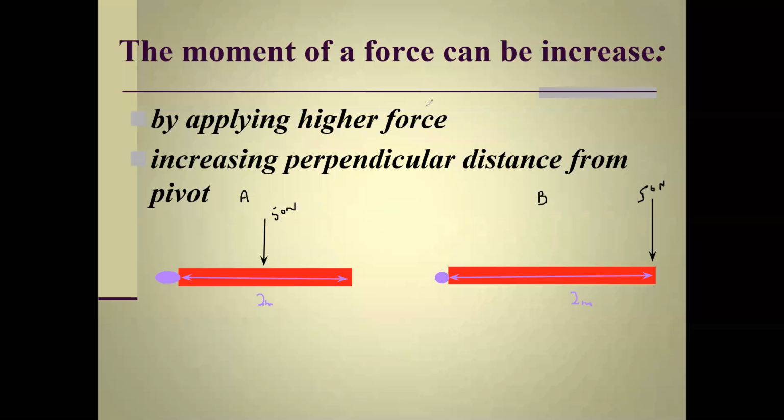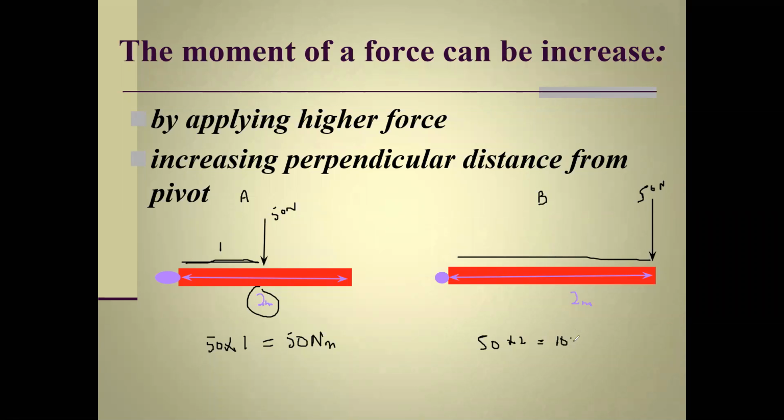So again, B will have a greater moment or greater turning effect because of the distance from the pivot. When we calculate the moment for A, it's 50 multiplied by not 2, because 2 is the total distance, but we take a distance from the pivot. So the distance from the pivot is 1. So it will be 50 multiplied by 1, which is equal to 50 Newton meter. But for B, the distance from the pivot is the total distance, so it will be 50 multiplied by 2, which is equal to 100 Newton meter. So B is producing a greater turning effect than A.